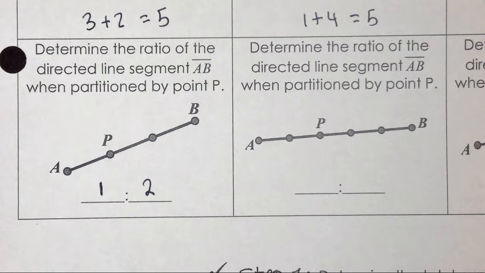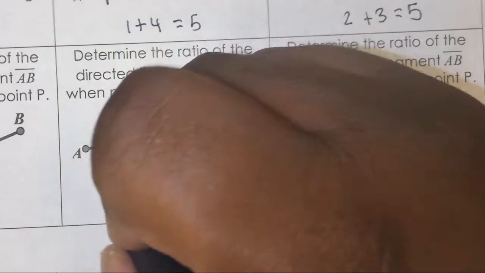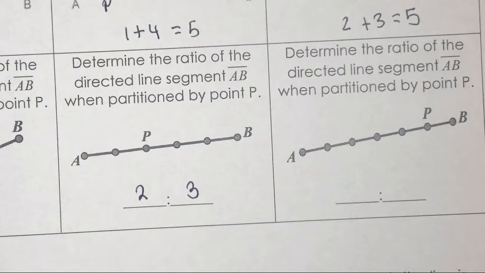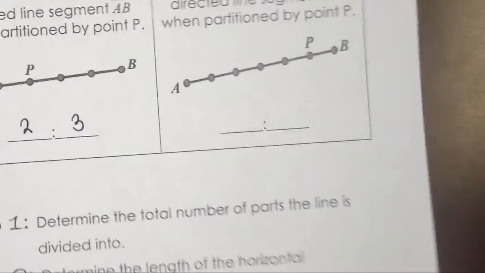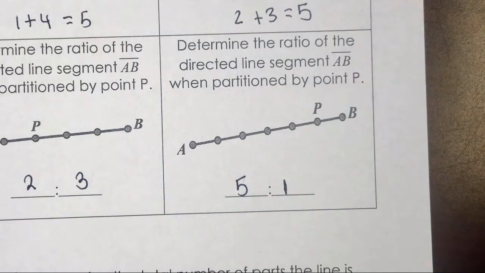Everybody see why that is? You see how many segments we have, right? 3. All right. Deontay, do the second one here. Determine the ratio of the directed line segment AB when partitioned by point P. Say it one more time. 2 to 3. Good. Might as well. Bobby, last one. 5 to 1. How many segments you have in total, Bobby? Good. If y'all can get that, y'all can understand the work for today. It's going to be pretty simple.